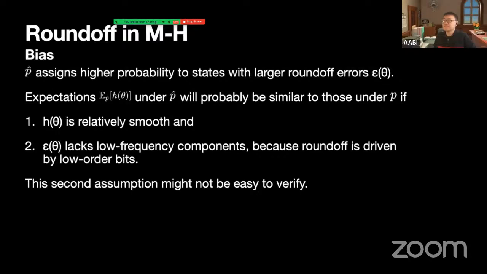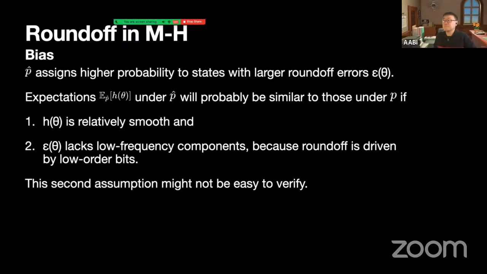around some constant value, basically because round-off error is driven by low-order bits, which should be fluctuating fairly quickly, as long as it's fluctuating kind of fast enough, then it probably shouldn't change our estimates of h too much. But that's maybe not an easy assumption to verify.